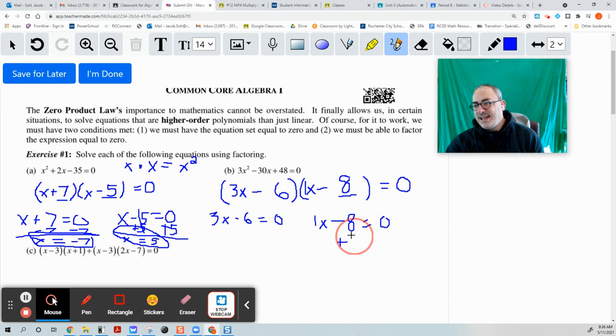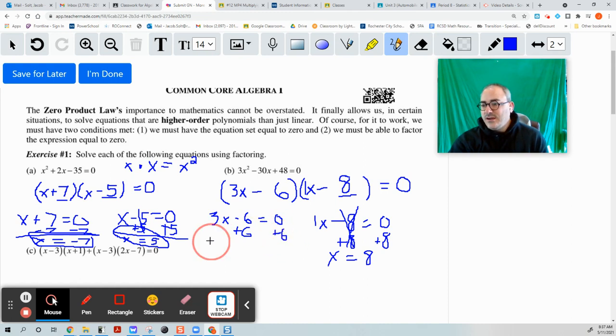Why? Because I'm going to have to add 8 to both sides in order to cancel this 8, which will leave me with x equals 8. This one's going to be 6 over 3. How do I know that? Because I know I'm going to have to add a 6 over here and add a 6 over here, which will leave me with 3 times x equals 6. And then I will divide by 3 to get rid of that annoying 3 coefficient. That goes away, and now I have 6 over 3.